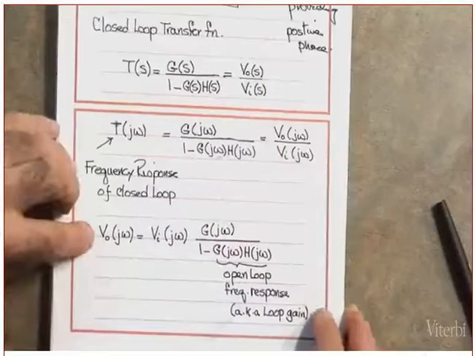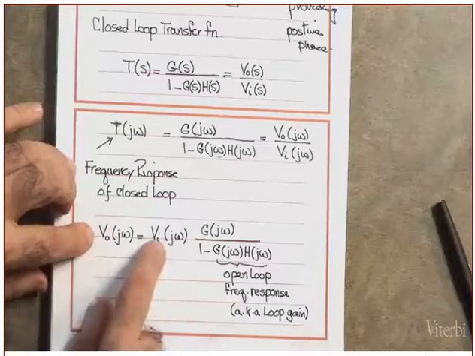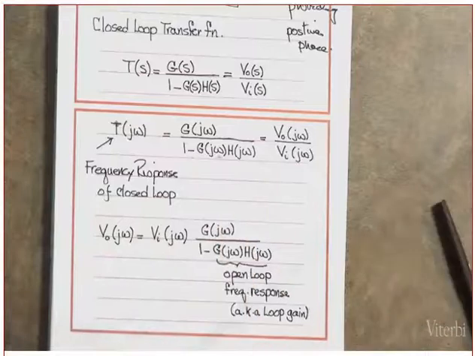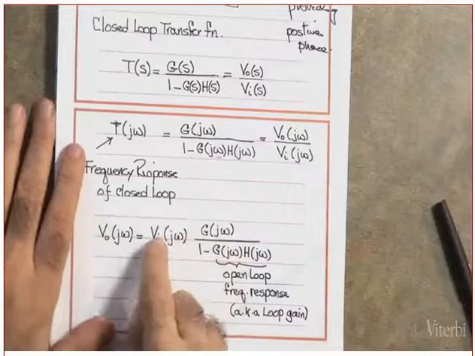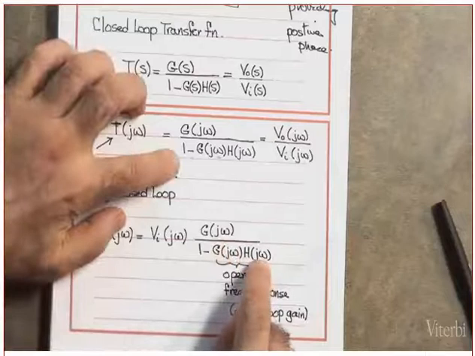Now, what do I have? B of J omega equals V I of J omega. By the way, is this small? Very small at the beginning, which means this one needs to be very high. Did you get this or not? Yes or no? Okay, good. So it's V I of J omega, which is very small, times G of J omega over 1 minus G of J omega H of J omega.